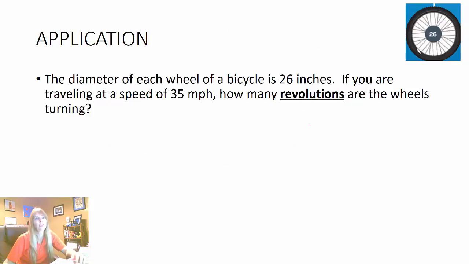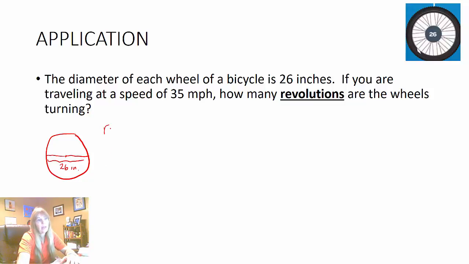So here it says the diameter of each wheel of a bicycle is 26 inches. If you're traveling at a speed of 35 miles per hour, how many revolutions are the wheels turning? So let's draw something here where all the way across is the 26 inches. And to find the radius, we just take half of the diameter. So half of the 26, and we get 13 inches.